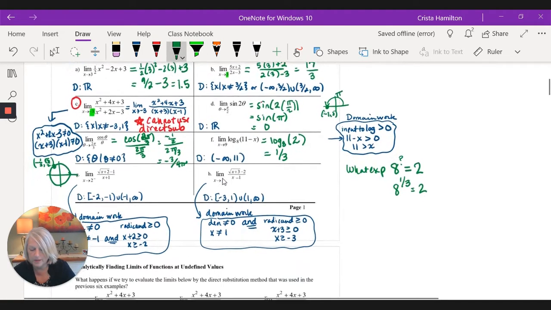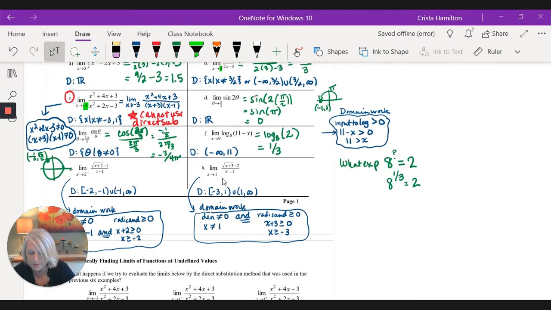All right, now over here on this one, we're approaching 2 from the left. And when you look down here, 2 is in the domain. So if 2 is in the domain of this radical in a fraction, then it's continuous on its domain. A lot of our basic functions that we learned in pre-calculus are continuous on their domains. So we know that we can direct substitute.